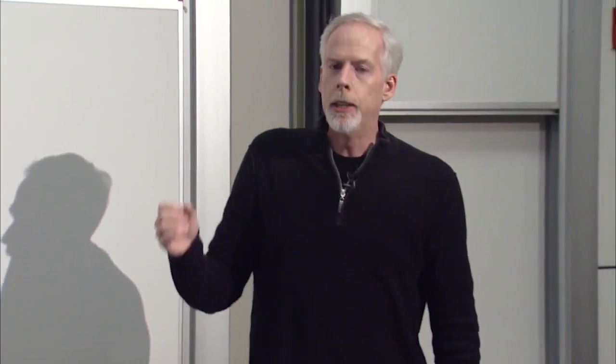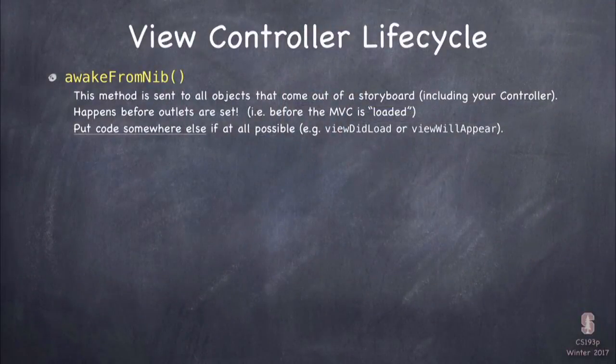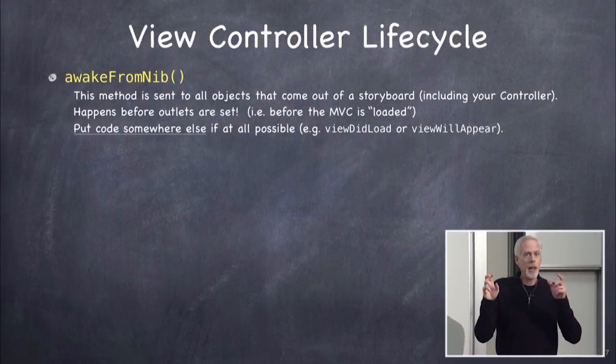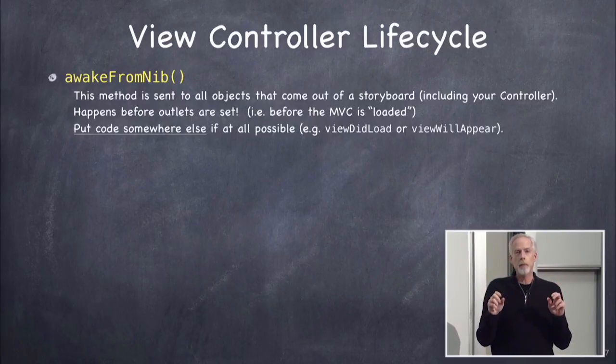All right, there's one other little thing that's not really part of the view controller lifecycle, but every single object that comes out of a storyboard, views, view controllers, everything, gets sent awake from nib. And they get sent it pretty early, right as soon as they come out. Now, you can't use it to satisfy the requirement that all vars are initialized, but you can use it to do really early initialization.